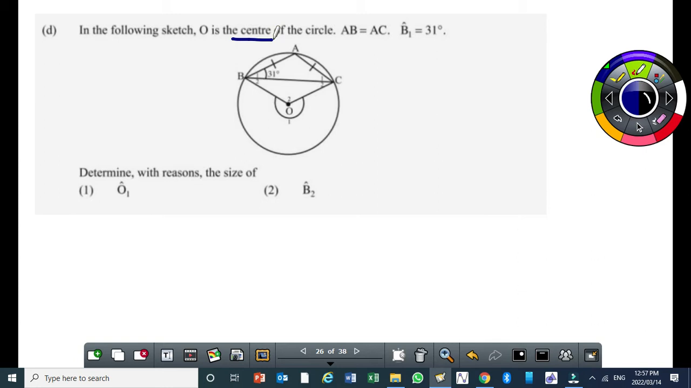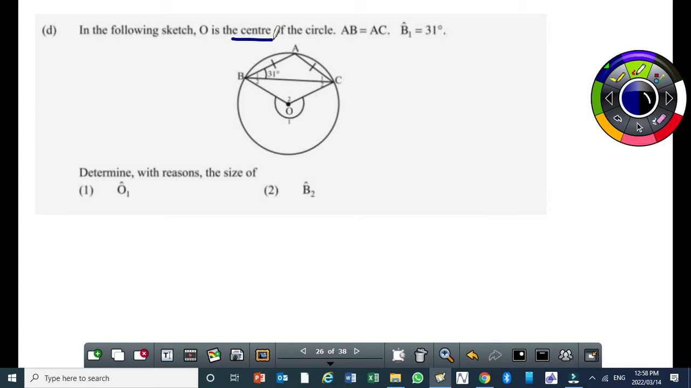It's a reflex angle. Remember, I told you that at the center, there will be 2 angles. There is the first case where you can have an acute and a reflex. Sometimes you can have an obtuse and a reflex. This case here is most likely that you might have an obtuse and a reflex. So O1 is greater than O2.